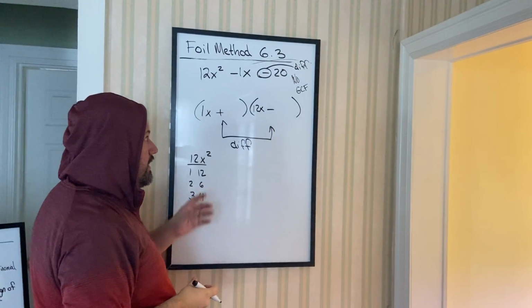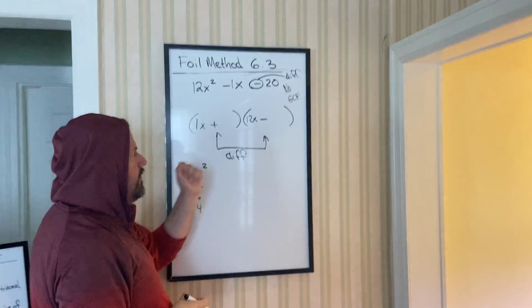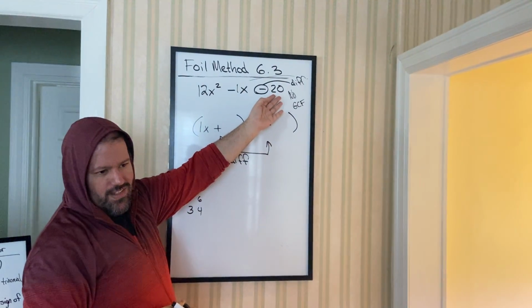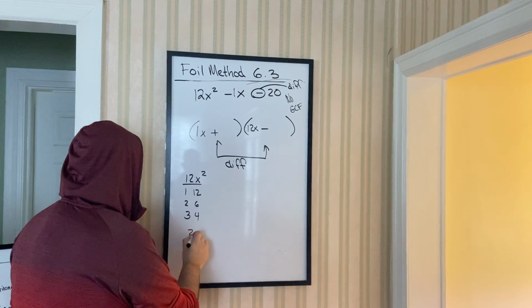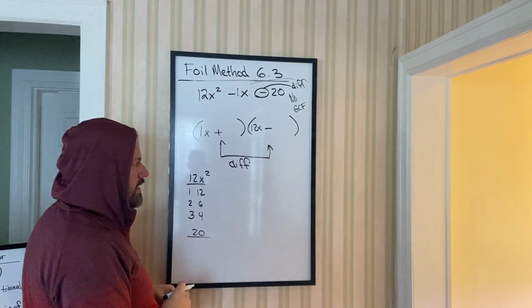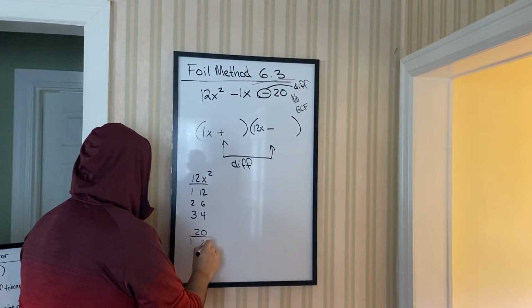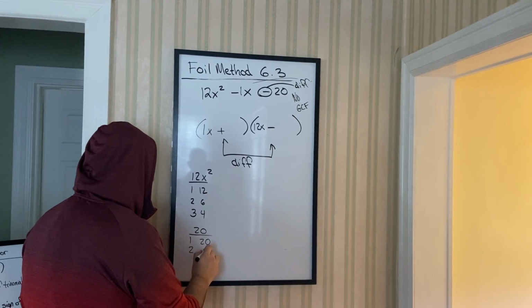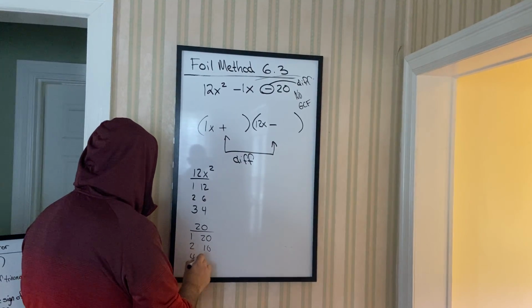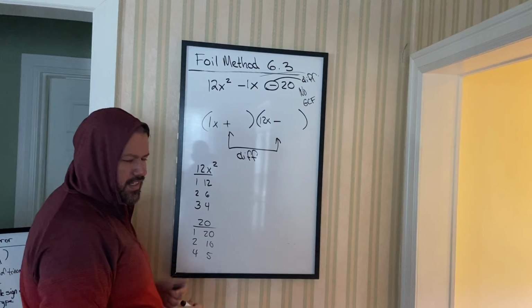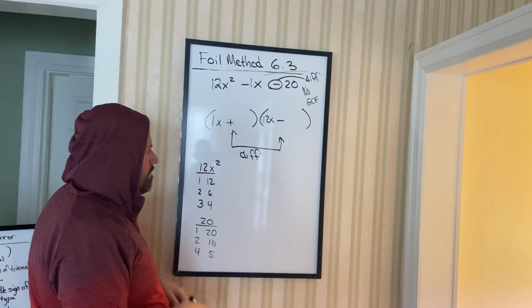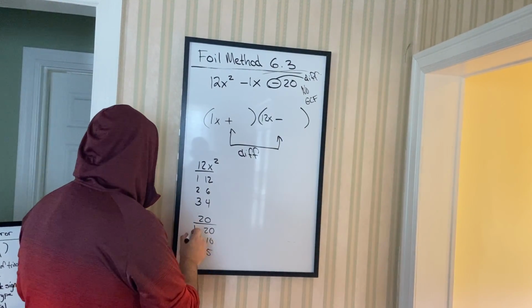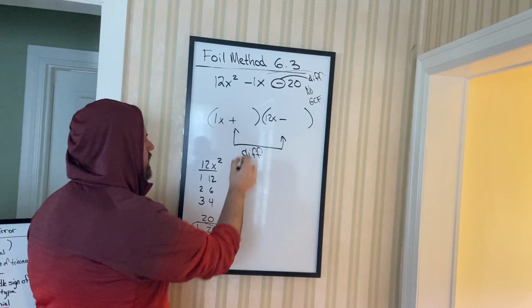Now that we did the leading term, step 4 is do the last term. Since the last term is a 20, just a constant, break it down, all the combos. Remember, always start with 1. There you go. Next, choose a combo. You just have to randomly choose one. So I'll do 1 and 20.